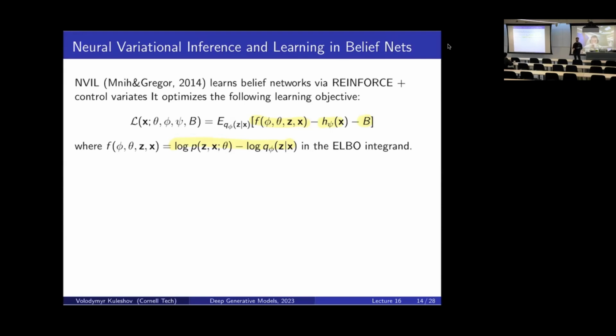Because my expectation is over z here, I can add any function of x, and because this is constant in z, this is an example of that constant control variate that I had in my very first slide. So here I have effectively added a constant with respect to z to my objective, and it doesn't change the gradient, for the reason that I had on my first slide on control variates.